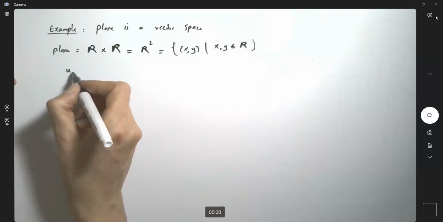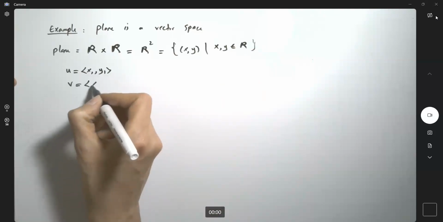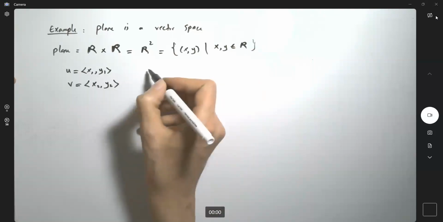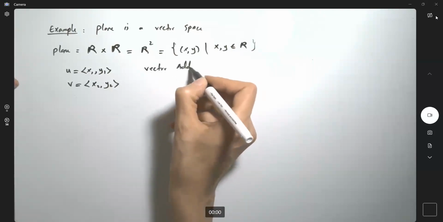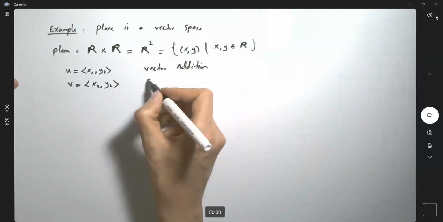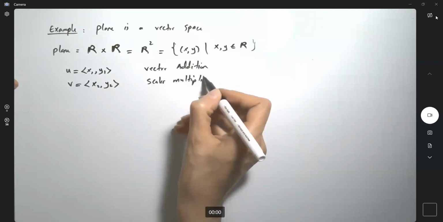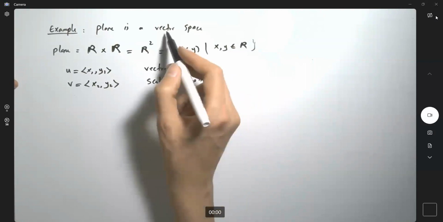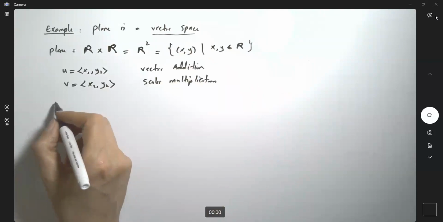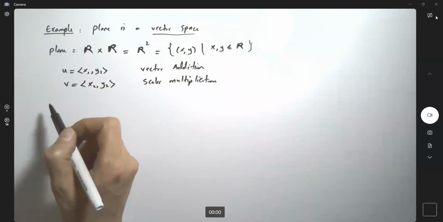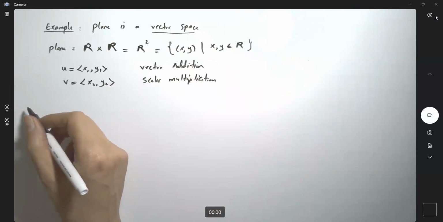Usually, you can define U to be x1, y1, and V to be x2, y2. The usual vector addition and also scalar multiplication gives us a vector space. We can generalize the idea to the plane in the space and also space and then Rn.